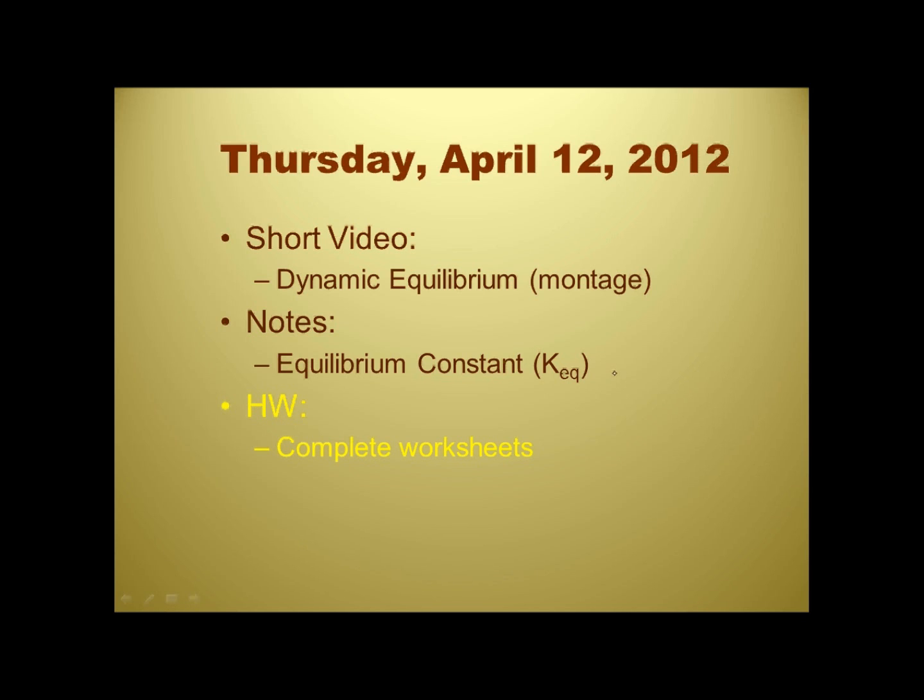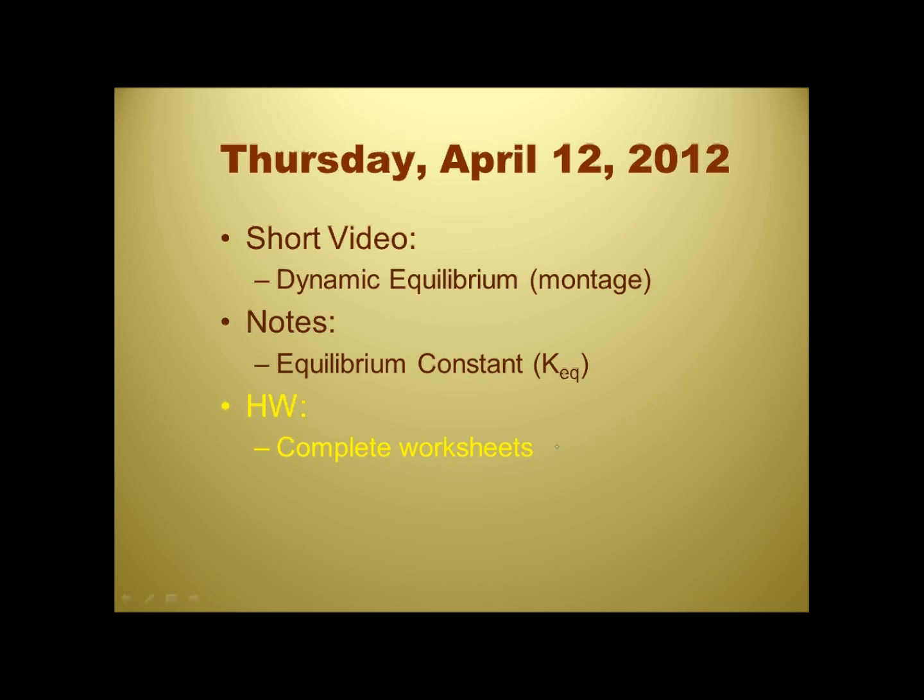Today, after you guys have taken your notes on 17.1 and 17.2, specifically 17.2, we're going to talk about this idea about writing equilibrium constants. And we've got worksheets to complete here. Tonight's worksheet is entitled, what is the title? It is titled KEQ problems.